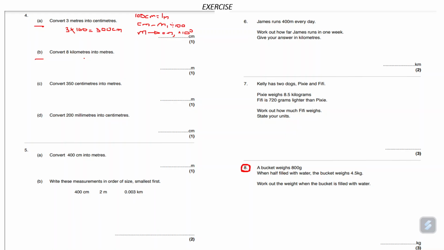Now let's look at the next one. The next question says convert 8 kilometers to meters. So remember that 1000 meters is equal to 1 kilometer.